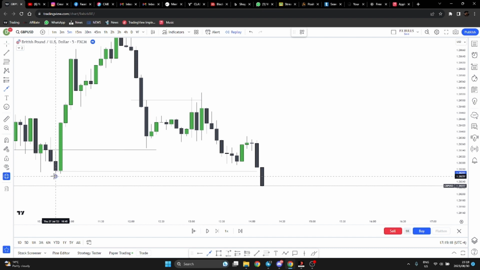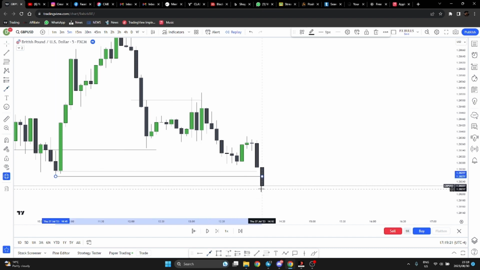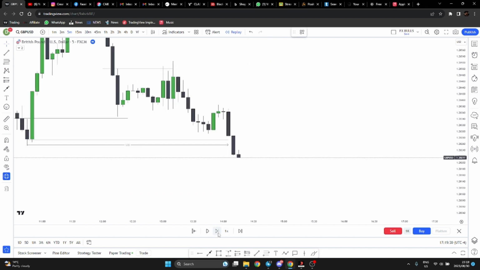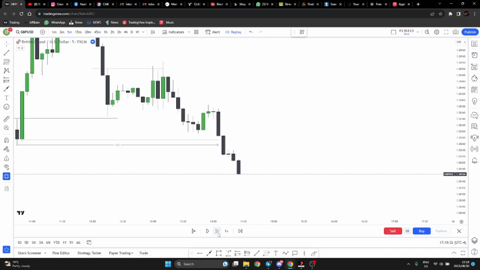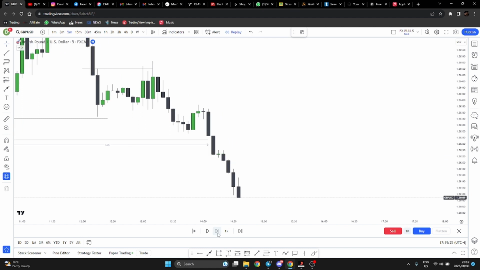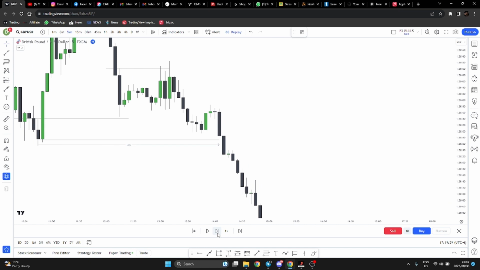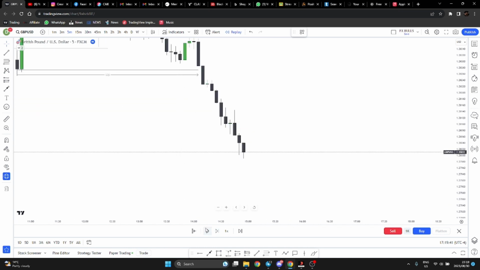I would consider this a sell side liquidity, so maybe a sweep of liquidity, stopping out all early buyers. Price continues pushing down. No form of displacement yet. Continues pushing downwards.